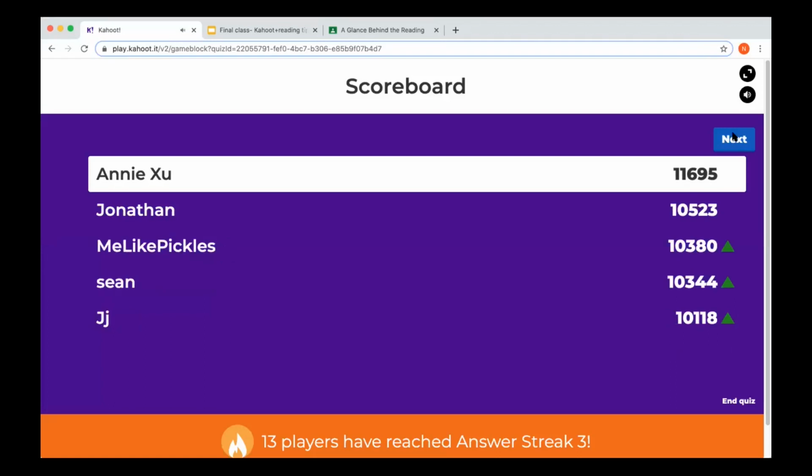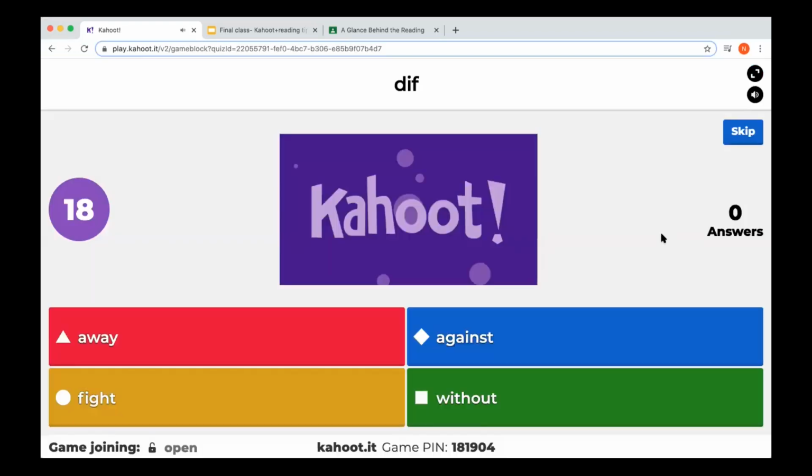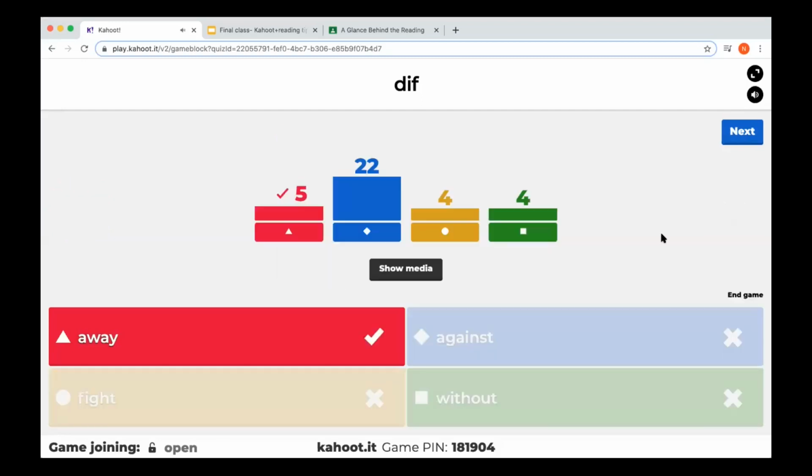Diff. So red is away, blue is against, yellow is fight, and green is without. If any of you guys are wondering why I'm reading them out, it's just for people who are playing on one device, so that they can actually hear as well. Ooh, okay. I can see why you would put diff or against. Right.